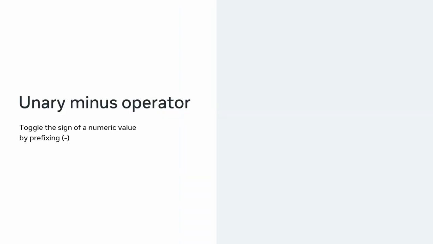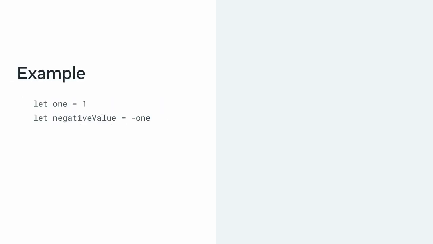Now let's explore working with positive and negative numbers. In Swift, you have something called the unary minus operator. This allows you to convert a number from positive to negative and vice versa. You do this by prefixing or placing the minus operator before a value. For example, if you have let one equals 1, you can say let negativeValue equal minus 1. negativeValue will now have a value of minus 1.